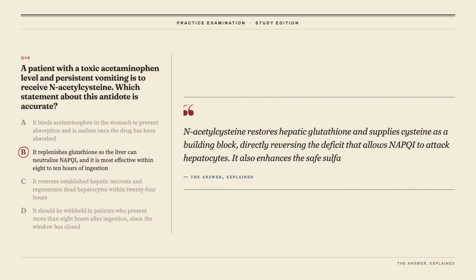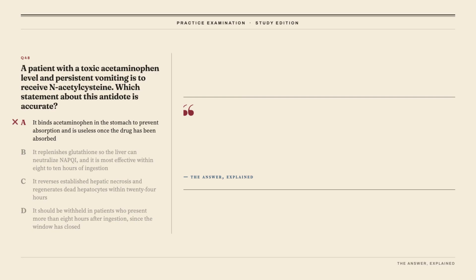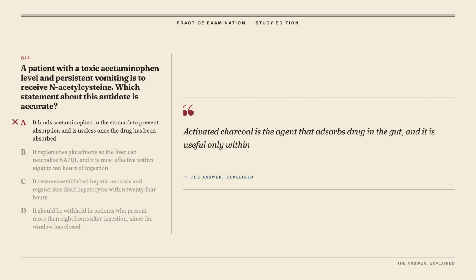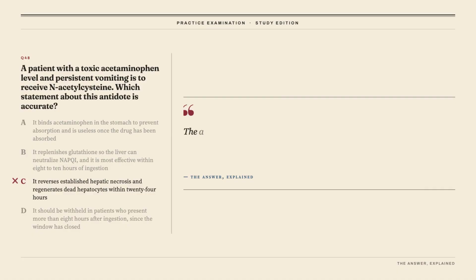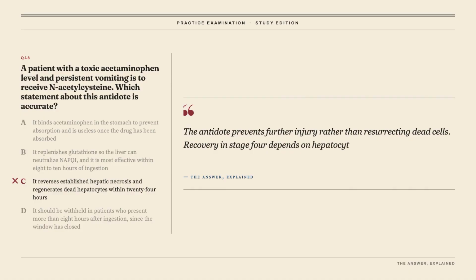A is wrong because activated charcoal is the agent that absorbs drug in the gut, and it is useful only within roughly 1 to 2 hours of ingestion. N-acetylcysteine works systemically inside the hepatocyte. C is wrong because the antidote prevents further injury rather than resurrecting dead cells. Recovery in stage 4 depends on hepatocyte regeneration over days to weeks.